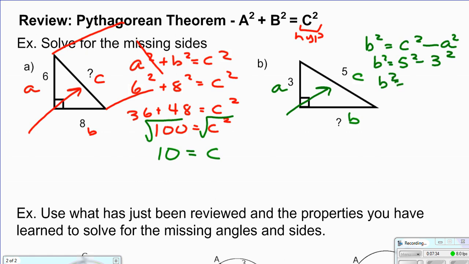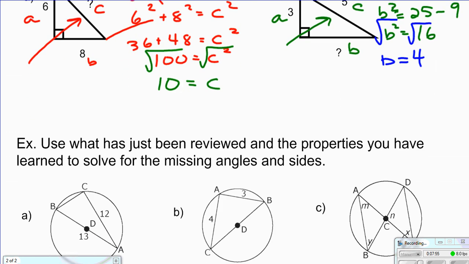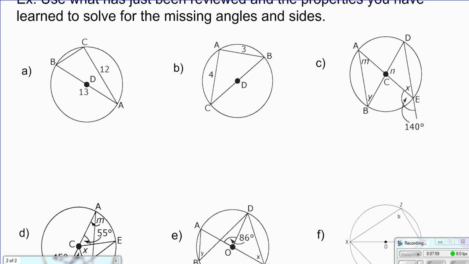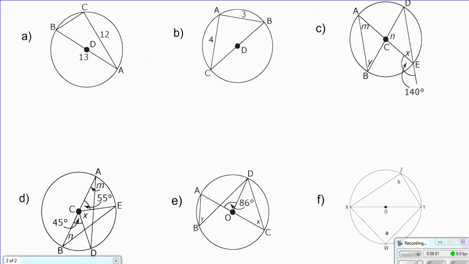Again, following order of operations. So 25 take away 9, b squared equals 16. And to find a side length from an area, we square root. The opposite of square is square root. So again, if those seem too fast or you had no idea what I was saying or doing, please come see me. So we're going to use what we've just reviewed to find some missing side lengths.